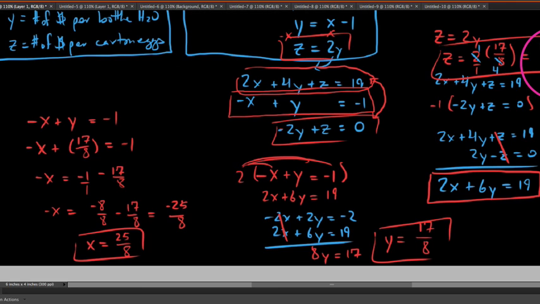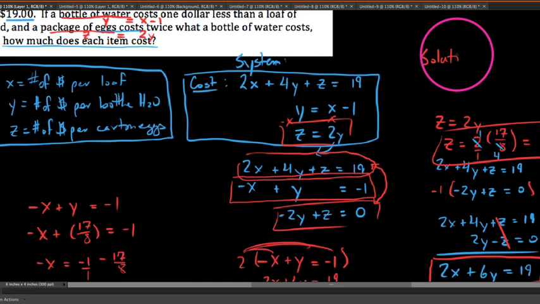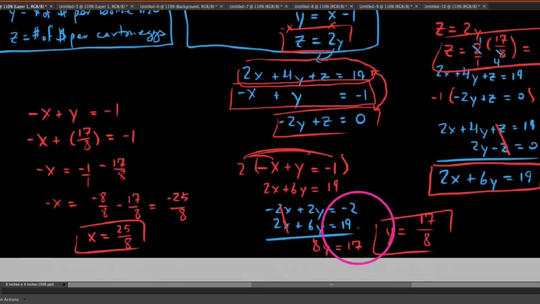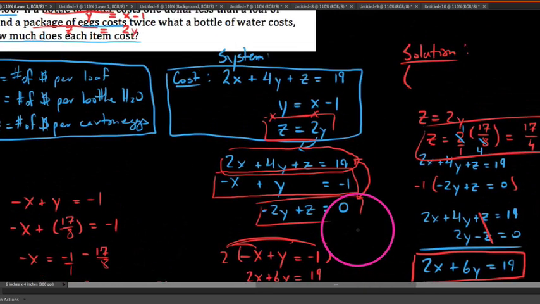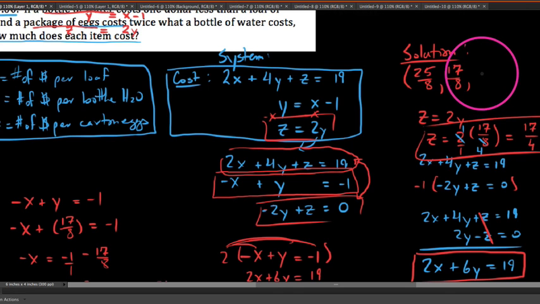So the one thing we were seeking was the cost per item. Well, let's go ahead and organize our ordered triple here, our solution. And so we were able to determine that the value of x is 25 eighths. y was 17 eighths. I'm going to write this out here. We have 25 eighths, 17 eighths, and we also have that the value of z is 17 fourths.